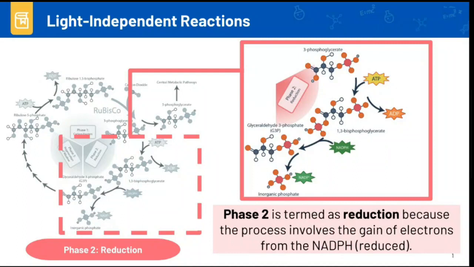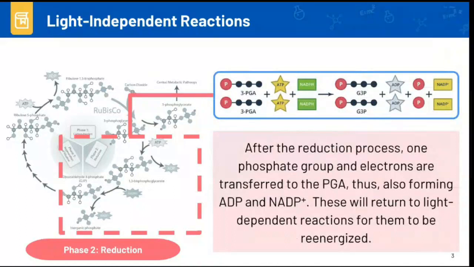Remember, pag dito sa reduction phase na to, nagamit na natin yung NADP na to, at saka yung ATP, babalik ulit sila dun sa light-dependent reaction para ma-re-energize ulit sila. Magkaroon ulit sila ng silbi, kumbaga. So, after the reduction process, one phosphate group and electrons are transferred to the PGA, thus also forming ATP and NADP. So, this will return to the light-dependent reaction for them to be re-energized.